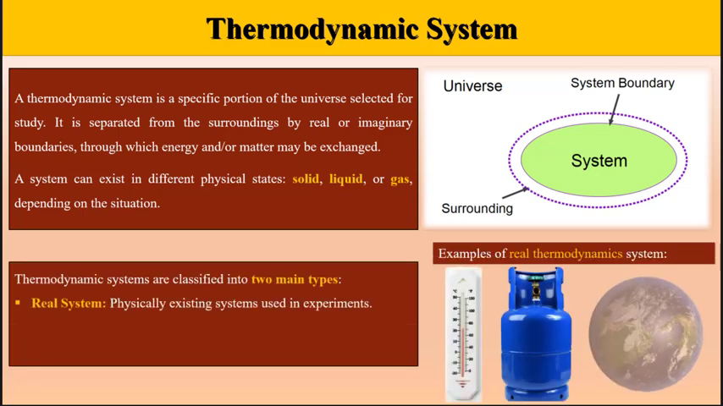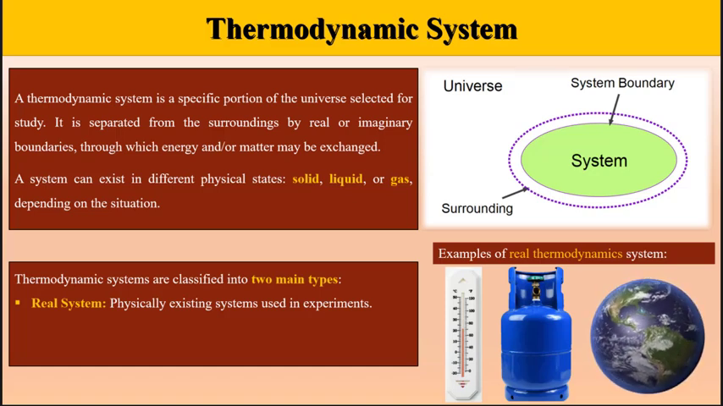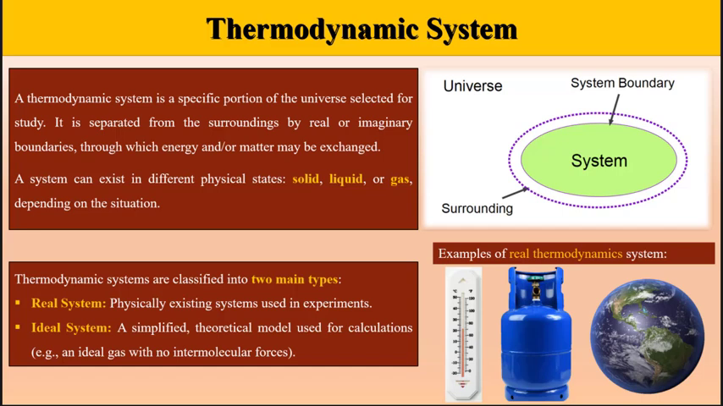A system can exist in different physical states, solid, liquid, and gas, depending on the situation. Thermodynamic systems can be classified into two main types: real systems, which are physical systems that exist and are used in experiments, for example the liquid in a thermometer and the gas inside a cylinder, or even the Earth and its atmosphere. And ideal systems, which are simplified theoretical models used for calculation, such as an ideal gas that assumes no intermolecular forces.